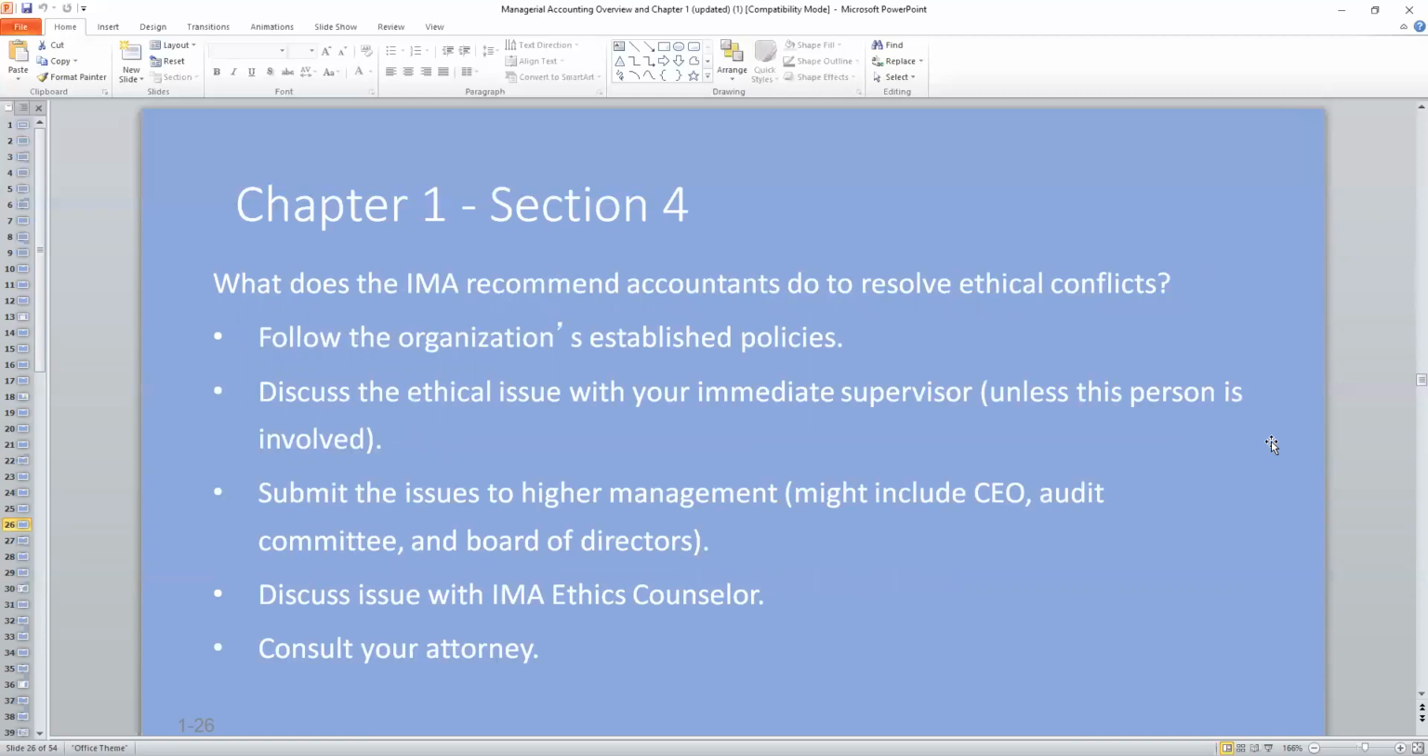So, and then if we run into a conflict, then we have to decide how to resolve that. So the code of ethics talks about how we could resolve it. Talk to your supervisor if he or she's not involved, and report one step above. And if necessary, then you can reach out to an ethics counselor, office of ethics if they have one in the organization. And in some cases, you may have to consult your attorney.